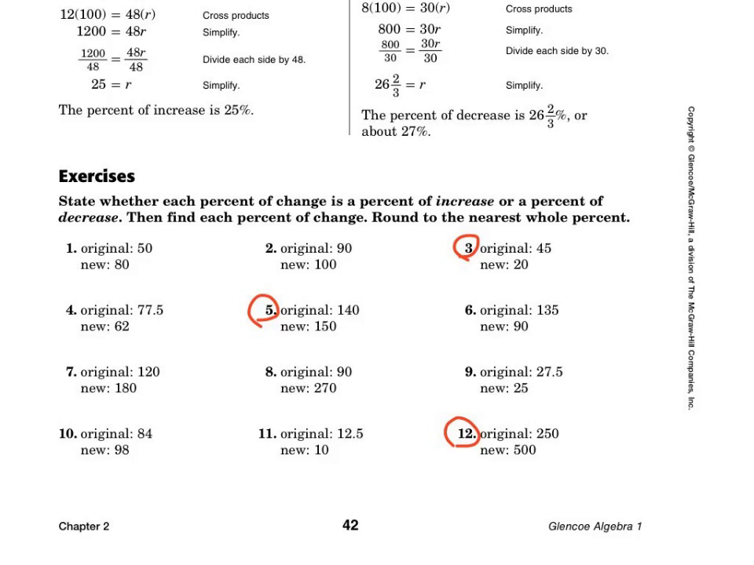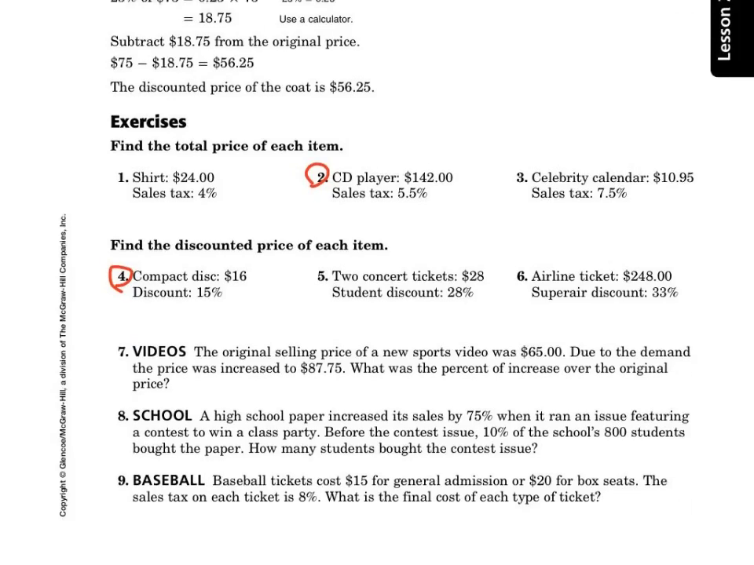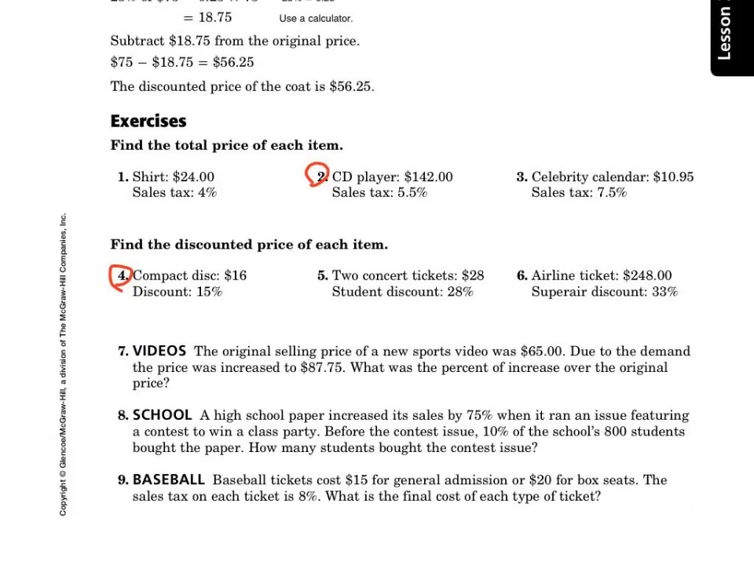Okay, for some independent practice, you will do number 3, number 5, and number 12. All you need to do here is calculate the percent of change, and tell whether it's an increase or a decrease. Notice the directions here, round to the nearest whole percent. Okay? And then here, I want you to work on 2 and 4. Okay, so number 2 is a tax problem. And number 4 is a discount problem.